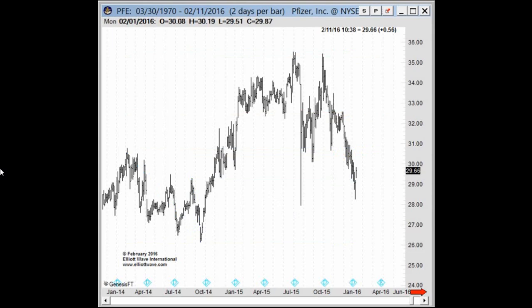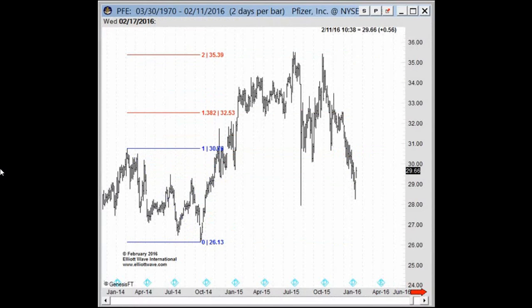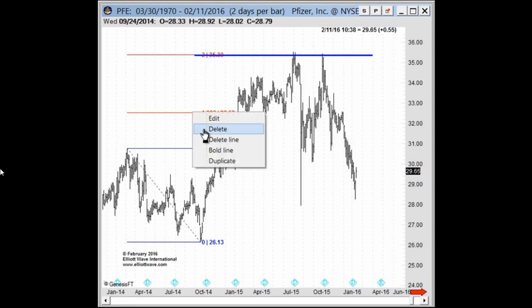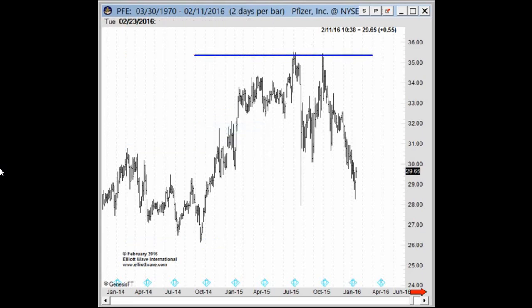Of course, we're going to do the first multiple here off the prior move. That gives me a great objective of about 35, 39. So let's go ahead and identify that, put our line right here. That's a good high probability objective for the current move. And then we can actually work off the smaller waves. So for example, I want to utilize this move here to identify the subsequent advance.